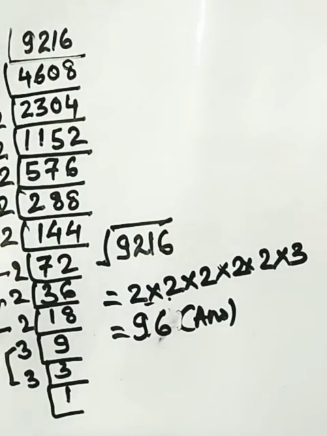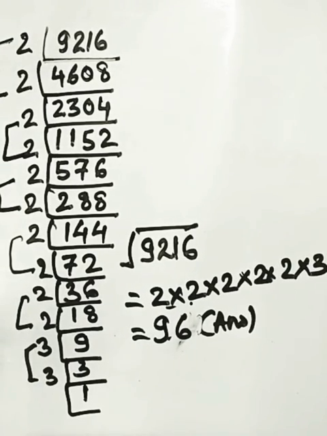96. So this is how we can find the square roots of a number by using the prime factorization method. In my next video, I'll discuss the division method of finding the square roots.